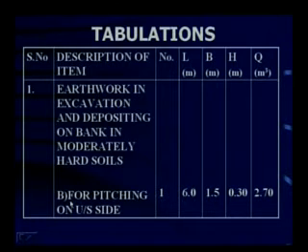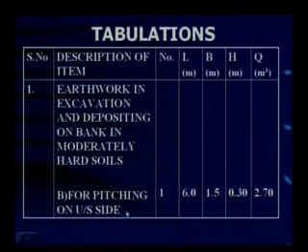Now, this is for the second item that we are doing. The first one being excavation under head walls. Now, the item B is pitching on upstream side. As I have told you, there is one apron on the upstream side of length 6 meters, width is 1.5, and depth is 0.3 meters. Now again L into B into H, it comes to 2.7 cubic meters.